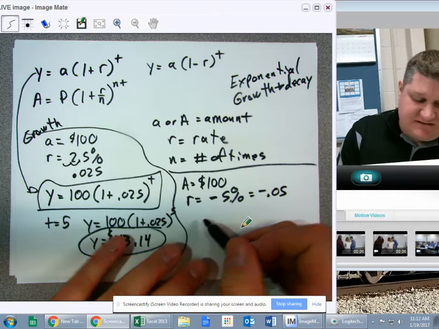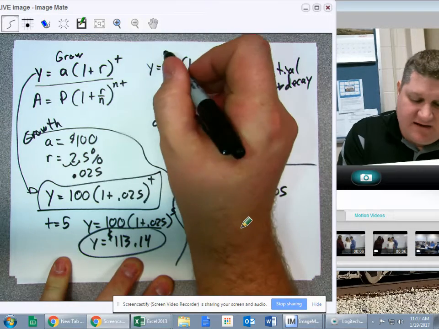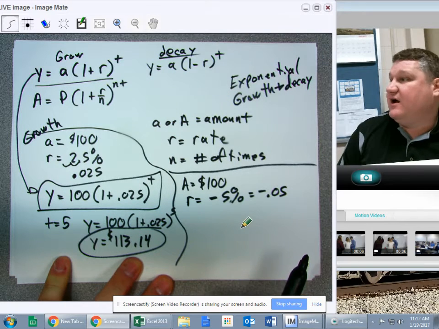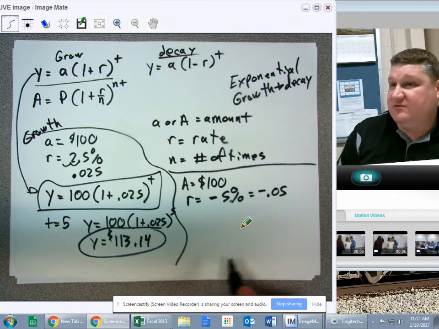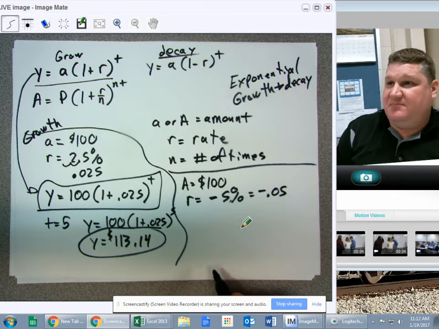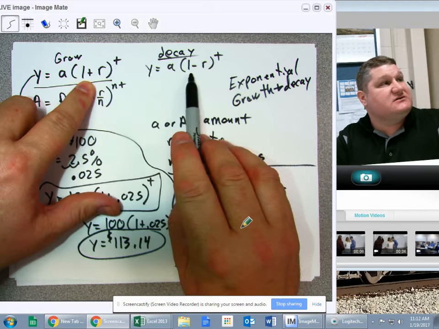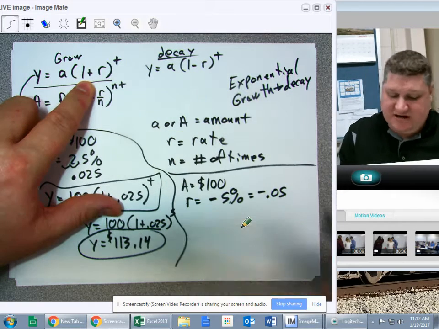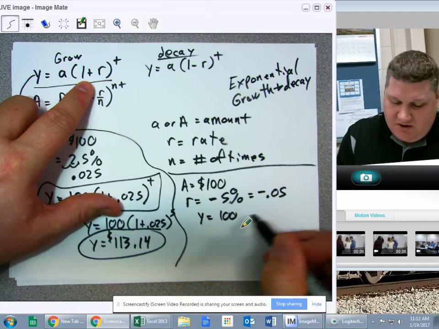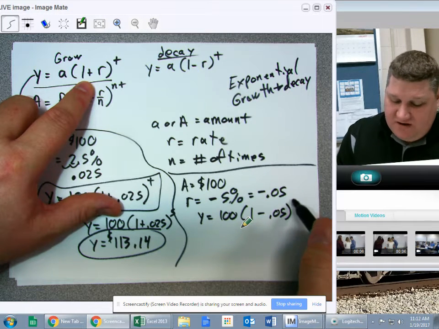So in this case, instead of growth, you need decay. Decay is where it breaks down, where it gets smaller. Like if you died and we buried you, you would decay, right? You would decompose. Same thing. What's the only difference between these two equations? Subtraction instead of plus. So Y equals 100 times 1 minus 0.05, raised to the T.